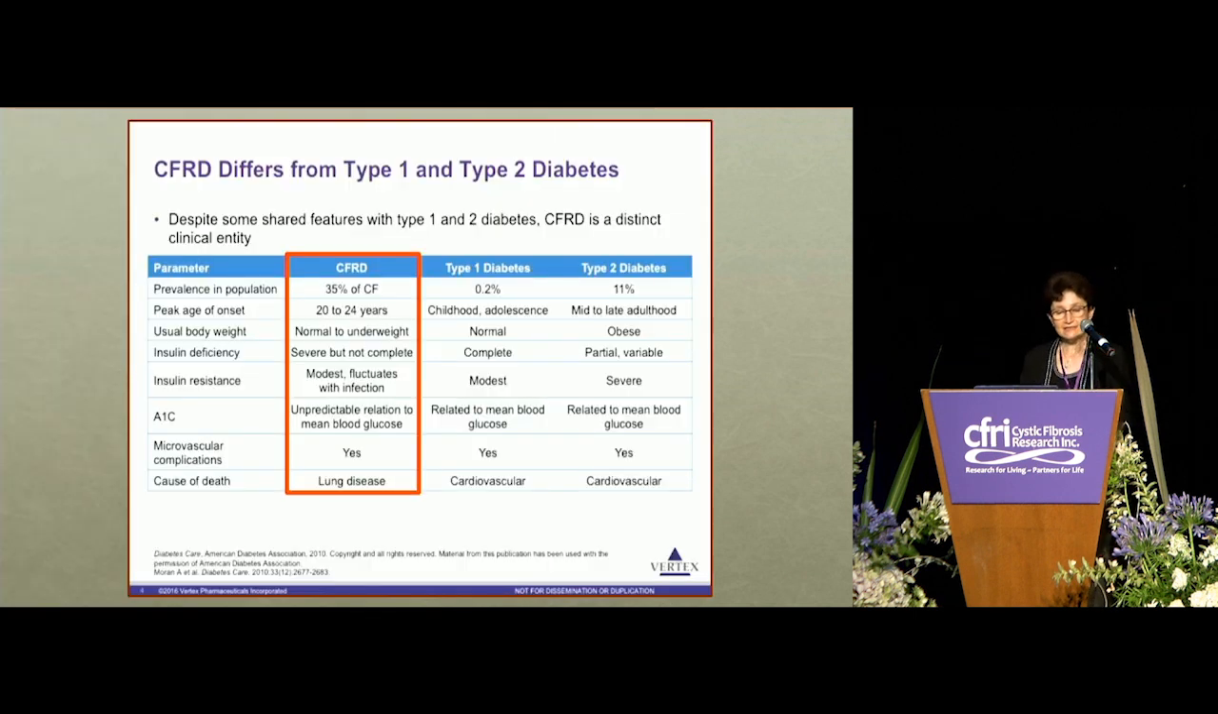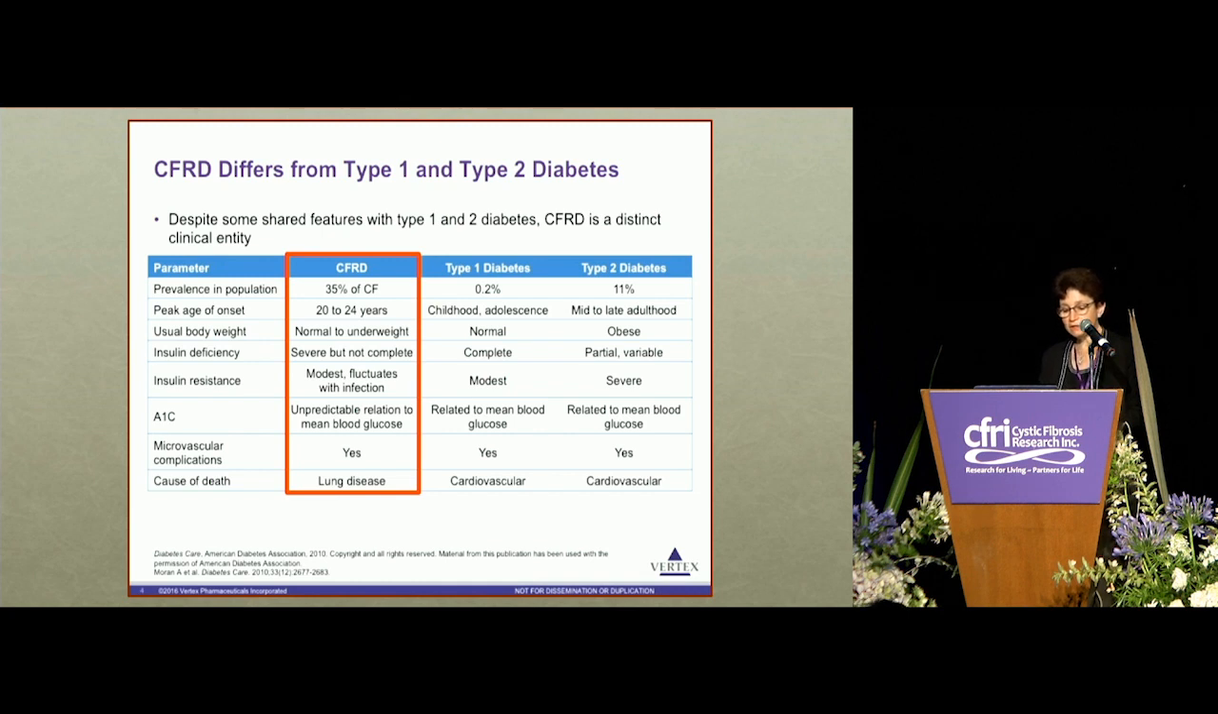So the question that I was asked last week, and I first deleted this slide but added it back, was: what is the difference between type 1 diabetes, cystic fibrosis related diabetes, and type 2 diabetes? As you can see, the prevalence is different. Cystic fibrosis related diabetes is more prevalent than the other types. For type 1 diabetes, only 0.2%. For type 2 diabetes, it's going up, about 11% now. But it's 35% overall in cystic fibrosis.